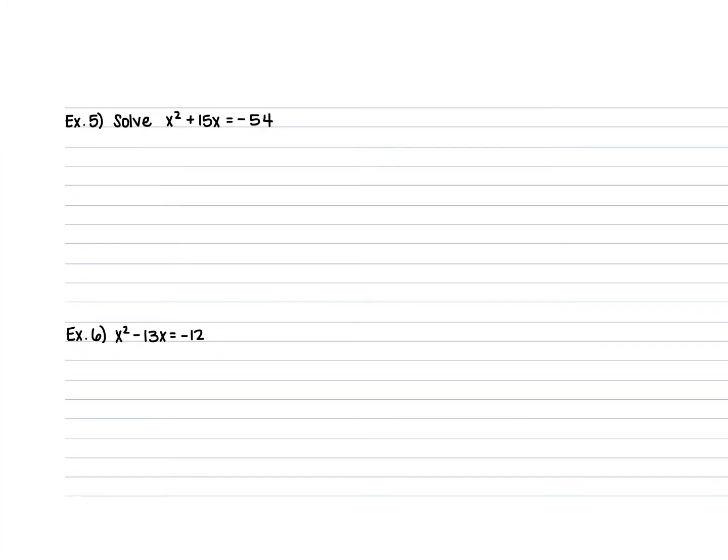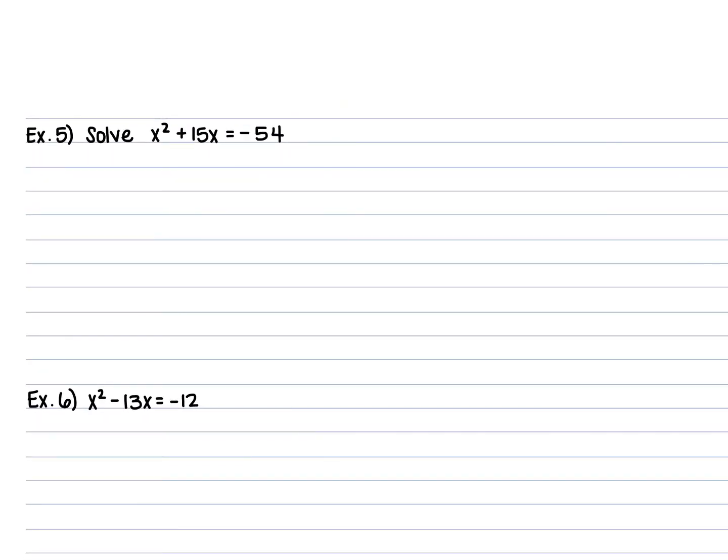For our next example, we have x squared plus 15x is equal to negative 54. We're going to add this 54 to be on the same side as that x squared and that 15x. So we have x squared plus 15x plus 54 is equal to 0. We want the factors of 54 that add up to be 15. If we divided the 54 by 9, we get 6, and 9 plus 6 is 15. So your factors of 54 are 6 and 9.